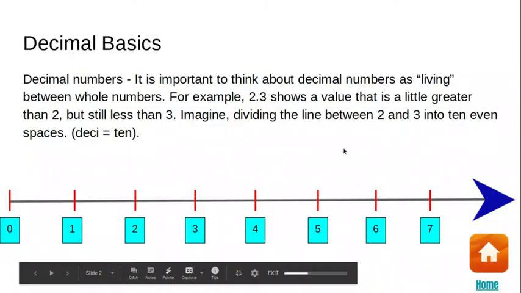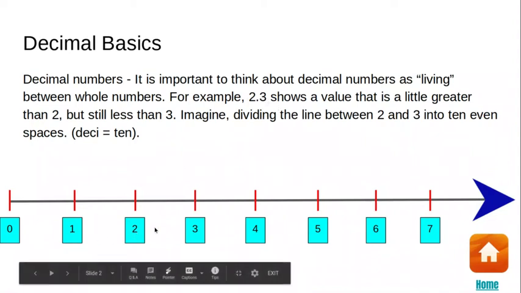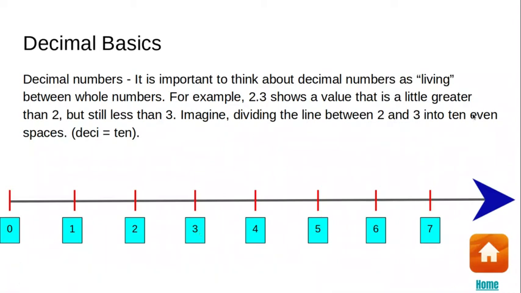So the thing you need to know about decimal numbers, and it's important to think about decimal numbers this way, think about them as living in between whole numbers. For example, a number like 2.3 shows a value that is greater than 2, but less than 3. So imagine dividing the line between 2 and 3 into 10 even spaces. And that's where we get the word deci from, the idea of 10. So that would put 2.3 right here.